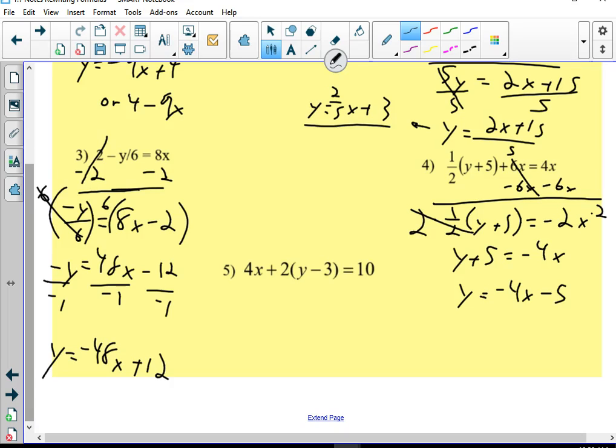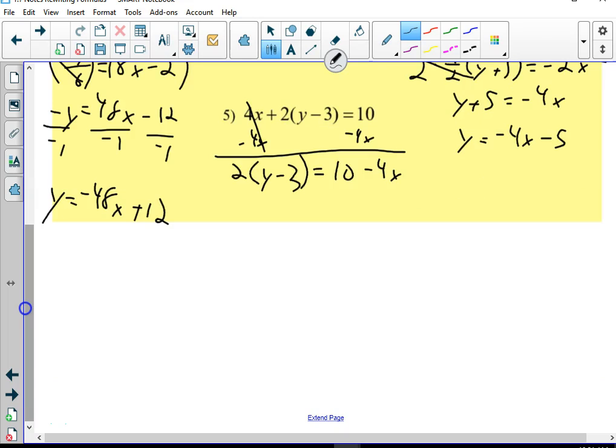Okay, what are you going to get rid of first? No. The 2 is attached to that parentheses. The 4, it's not just a 4, it's 4x. We have to subtract the 4x. Again, can we combine the 4x and the 10 and get 6x? We cannot. Y minus 3 equals 10 minus 4x. Now what do we get rid of?